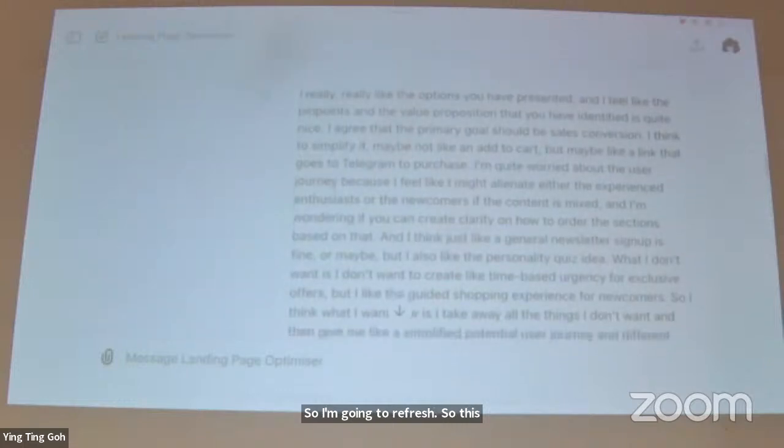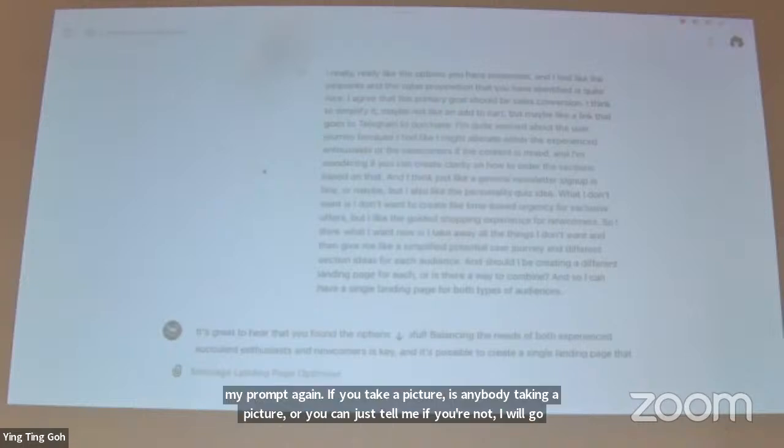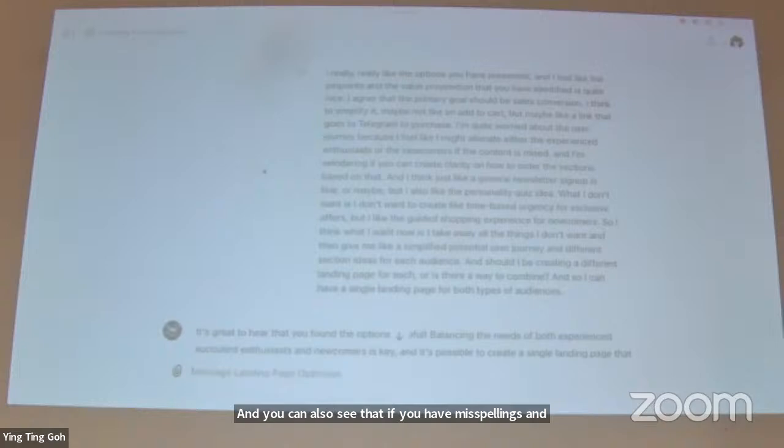So this was my prompt. Again, if you want to take a picture, is anybody taking a picture? Or you can just tell me if you're not. I will go forward. And you can also see that if you have misspellings and other things, it's fine. It gets the gist of what you're asking for. Make it an ongoing conversation where you're not just asking it for a certain output straight out of the gate, but you are taking that opportunity to frame the context as well.